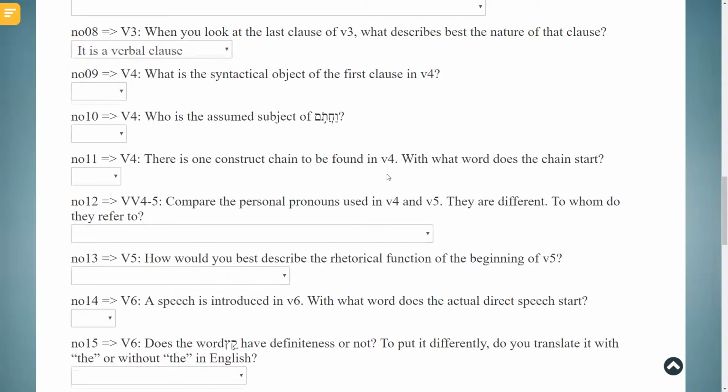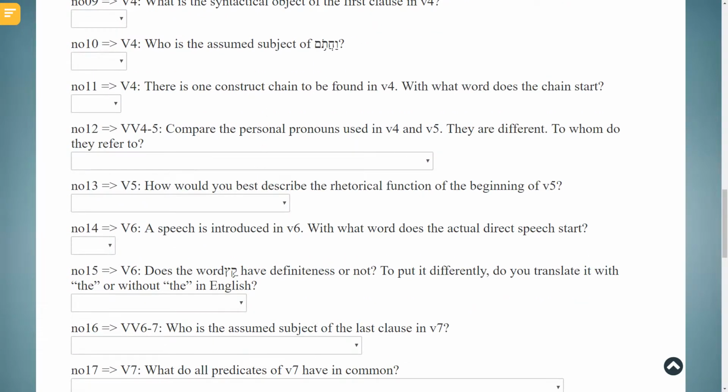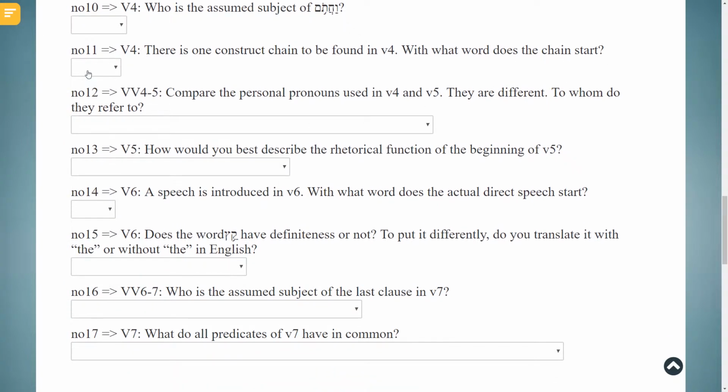Who is the assumed subject? In some cases we don't have explicit subject phrases, so now you need to find out, by means of your translation, to whom the predicate refers as a subject, what the implied subject is. There's one construct chain to be found in verse 4. What word does the chain begin with? Again, you have to translate and then define what word starts at the head of the construct chain.